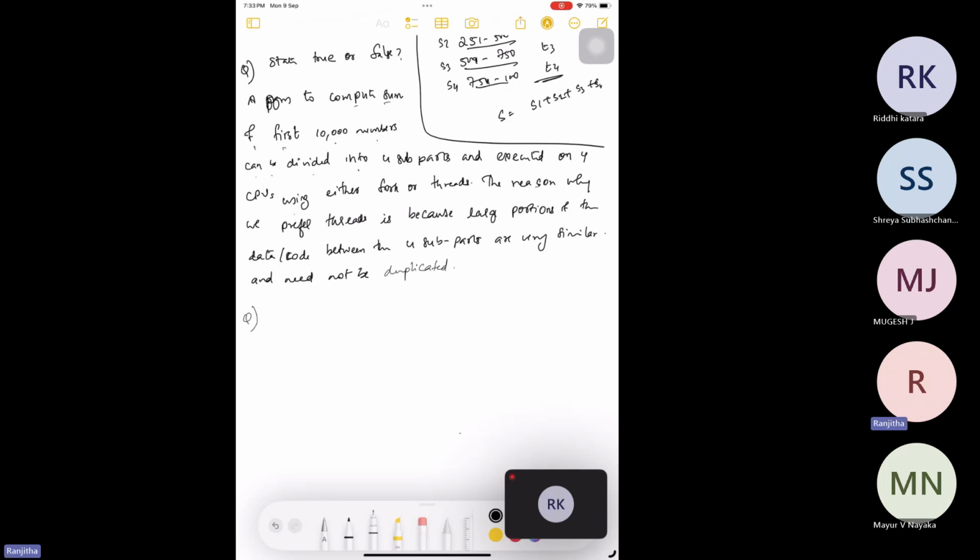Why is thread preferred? Because context switching is very efficient with respect to threads. So that's the reason threads are preferred. And the reason why context switching is efficient is that the data and code is shared across the threads. That's the reason context switching is efficient. So this is true.